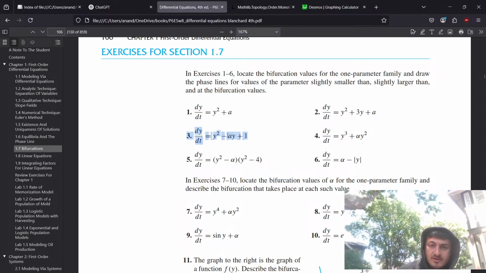So b is going to be... I'm actually, let me think. a is just a. So we're going to have minus a plus or minus the square root of a squared minus 4 over 2.